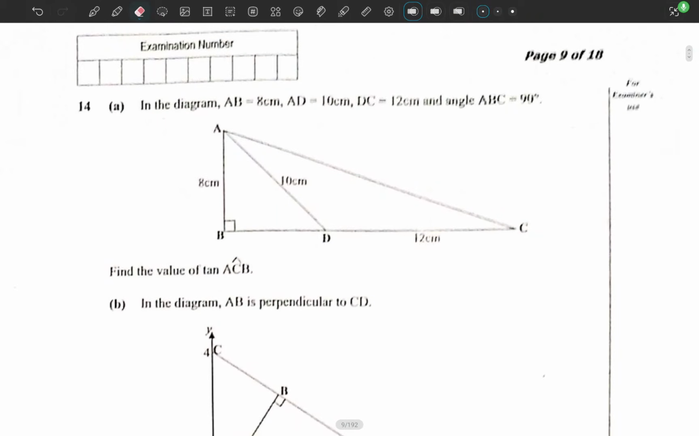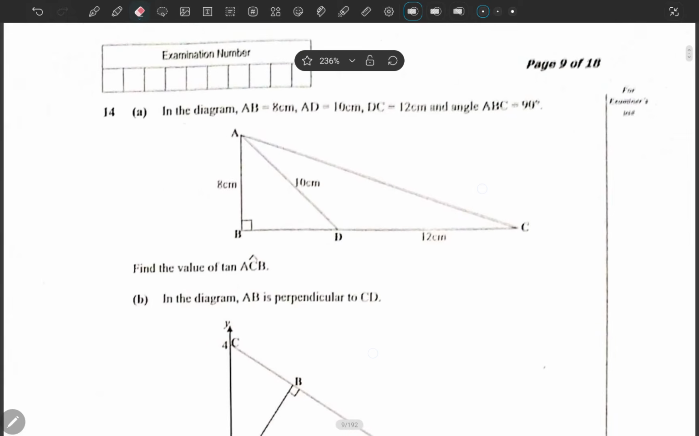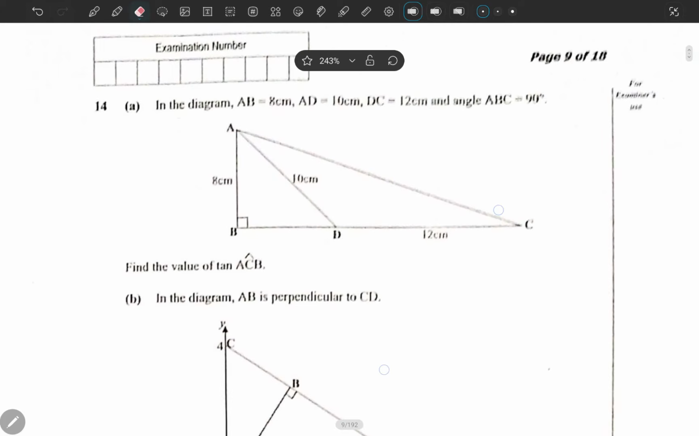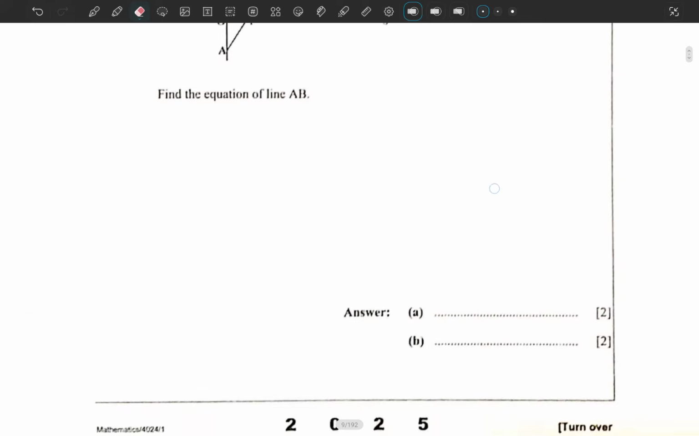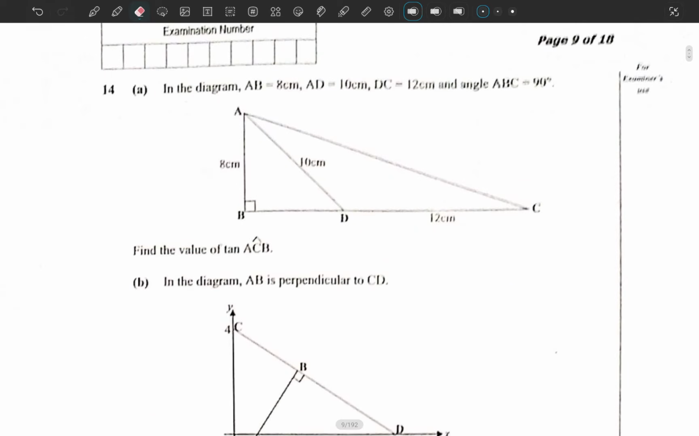Okay, we move on to question number 14 of our mathematics paper 1 division. 14a says in the diagram, AB is 8, AD 10, DC 12, angle ABC is 90 degrees as given by the diagram here, and they are asking now to find the value of tan ACB. It's a very easy question. Like I said, it carries 2 marks. Very simple to do, but let me show the easiest way.